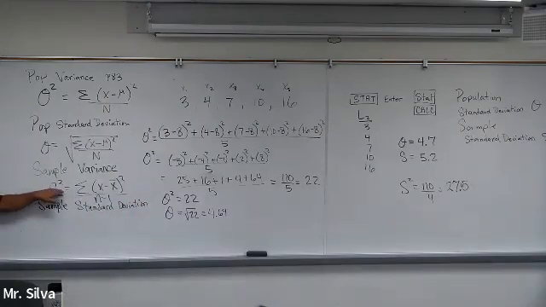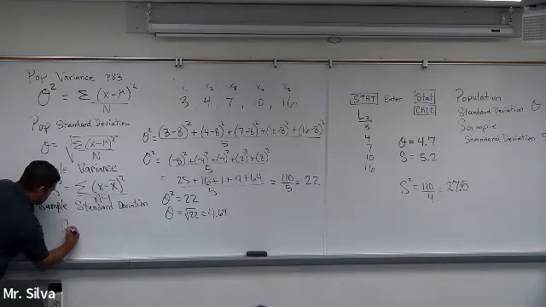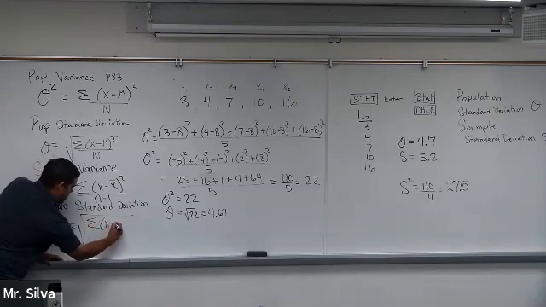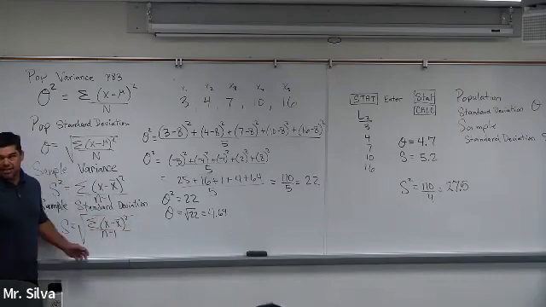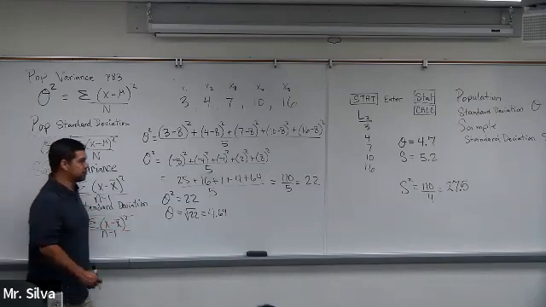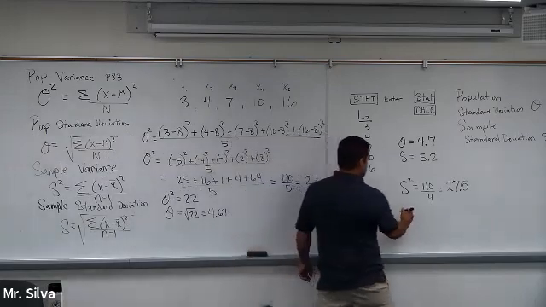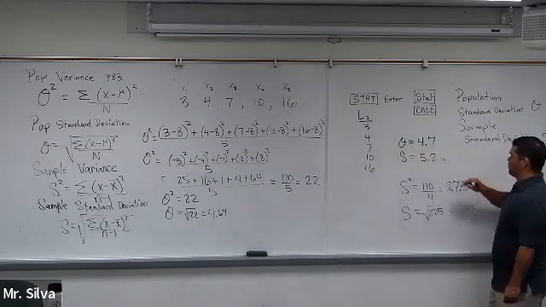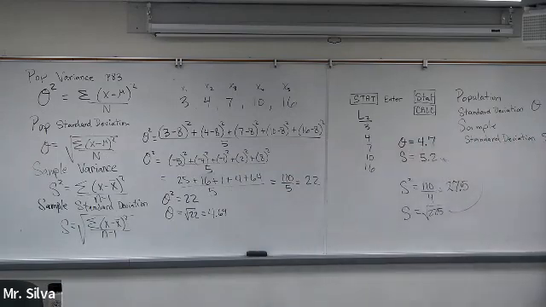How we go from S squared to S? We square root. So it's just a square root of that. S equals square root of all that stuff. Sum X minus X bar squared over N minus 1. So all that means just square root now. So go S, square root of 27.5. The square root of 27.5 should be about 5.2.